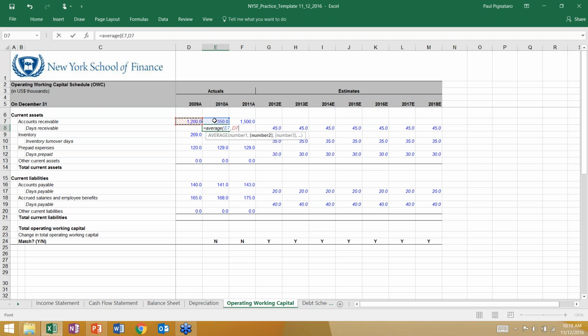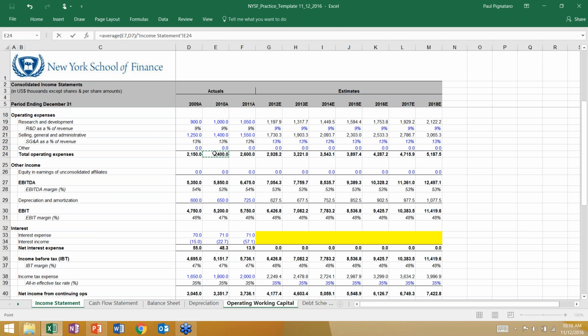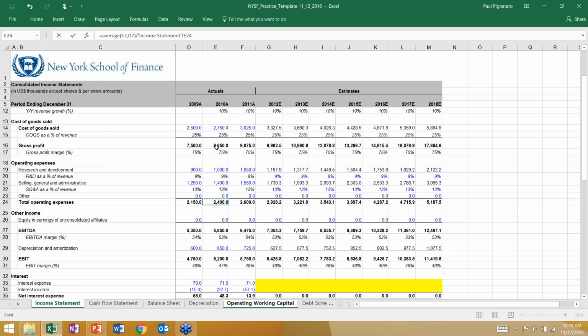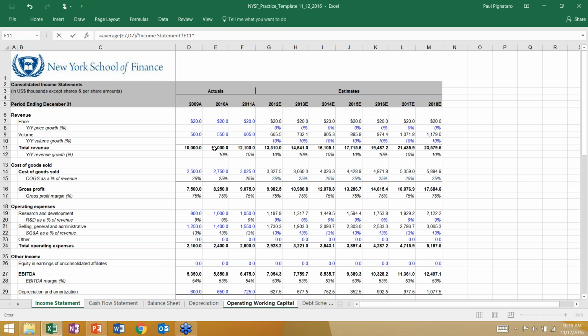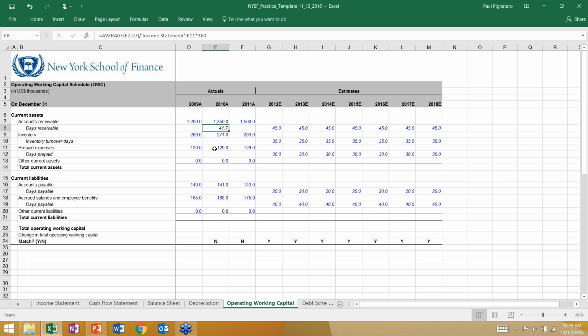Average E7, comma, the year before, close parentheses, divided by, so it's the accounts receivable, divided by, click over to the income statement. Go to 2010 revenue. Oops, I'm in operating expense. 2010 revenue times 360, okay? 41.7. I'm going to hit F2, look at that formula again, take a second, replicate it. The average of 2010, 2009, divided by 2010 revenue, times 360. We obviously can't do 2009 days because we don't have 2008.